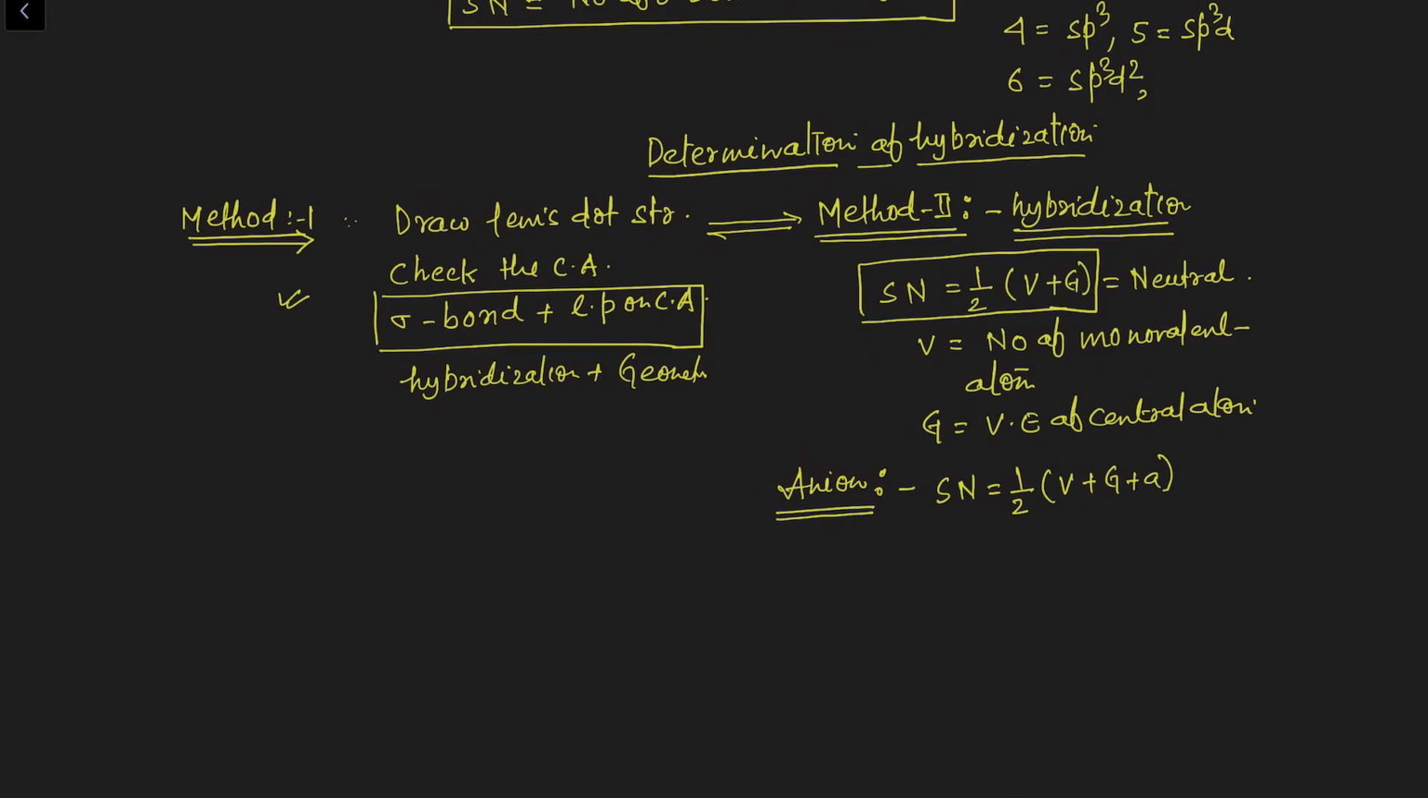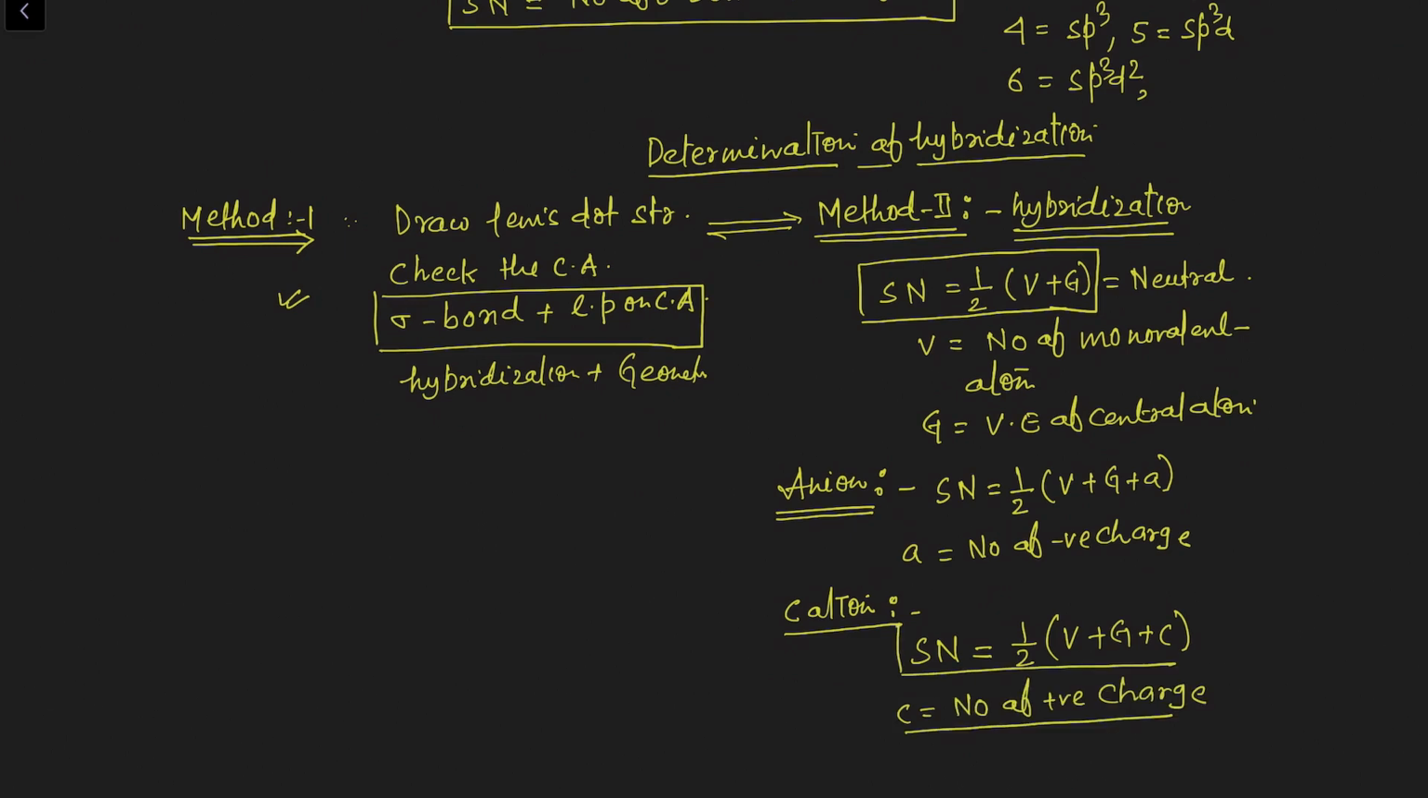The meaning of V and G is as it is. A is the number of negative charges present on the anion. For a cation, if you want to calculate the steric number, the steric number formula is 1 by 2 (V + G + C). Again, the meaning of V and G is the same. C is the number of positive charges.